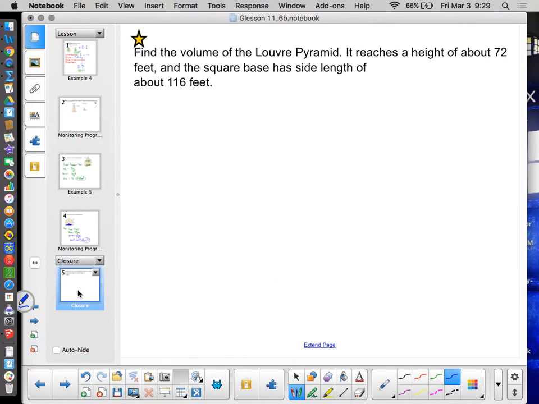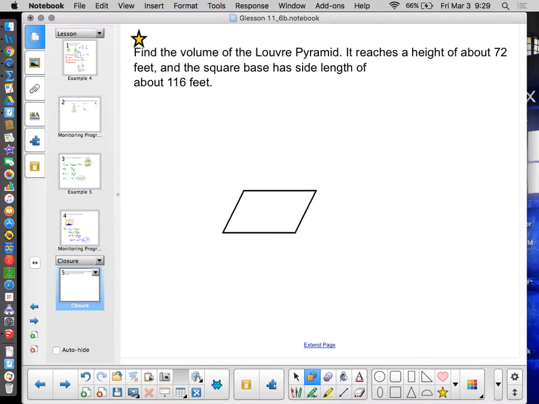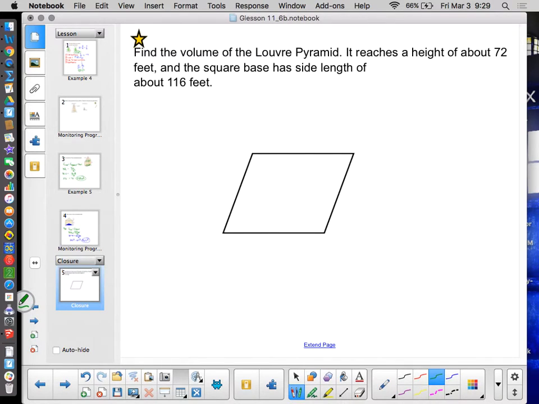The Louvre Pyramid. It has a height of about 72 feet, and the square base has a side length of about 116 feet. So we've got a pyramid with a square base. And just draw a nice little picture here, because this would be the strategy we'd use if we were trying to solve this problem. We got a pyramid with a square base. Okay, and these are kind of going to be my dashed sides back here. These are my solid sides.